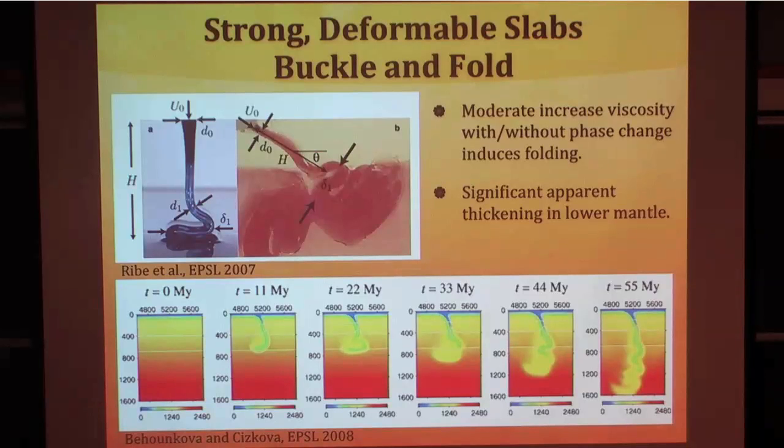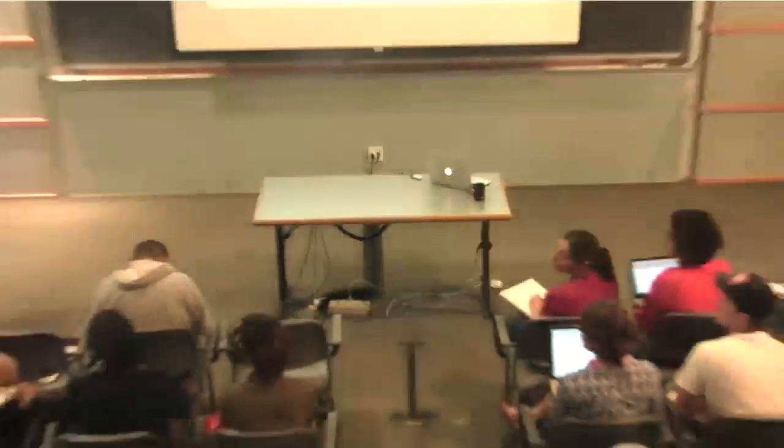I want to ask, in these calculations, is it free slip surface or do you impose velocity? I'm sorry, I can actually only hear out of one ear, so I'm going to have to come over here. My question is for these 2D calculations, the surface boundary condition, is it free slip or imposed velocity? This one was with imposed velocity.